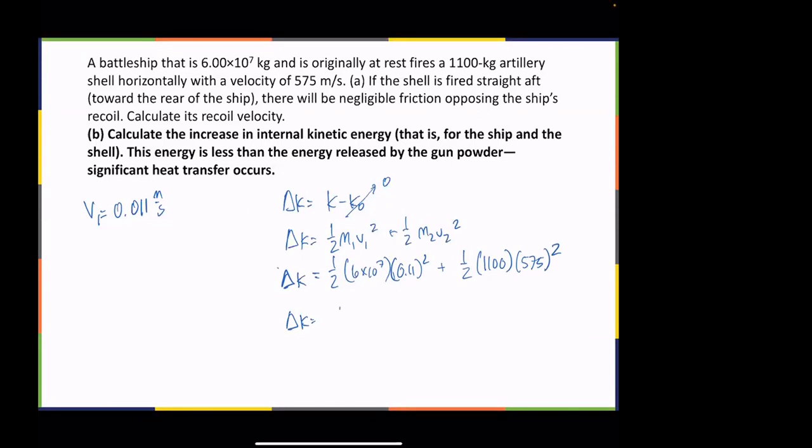It's a big number, isn't it? A lot of kinetic energy gained when that missile is fired. Well, it's a shell, not a missile. Shell, sorry. Be less if a missile was fired, I think. Who knows? I don't know.